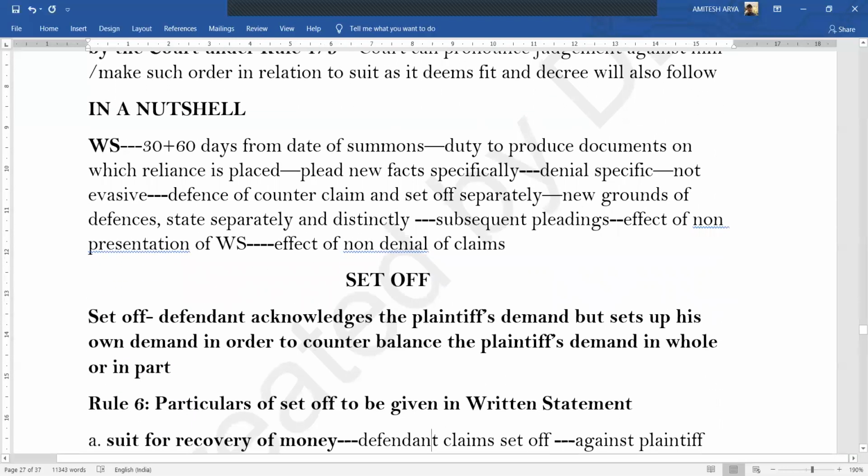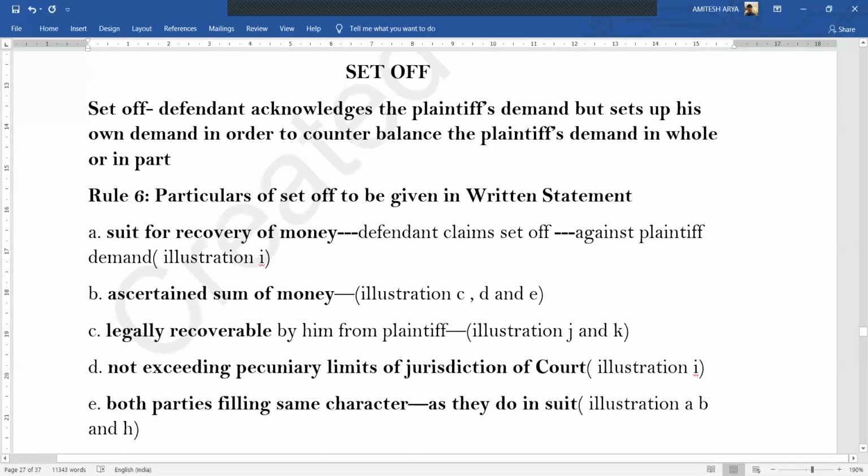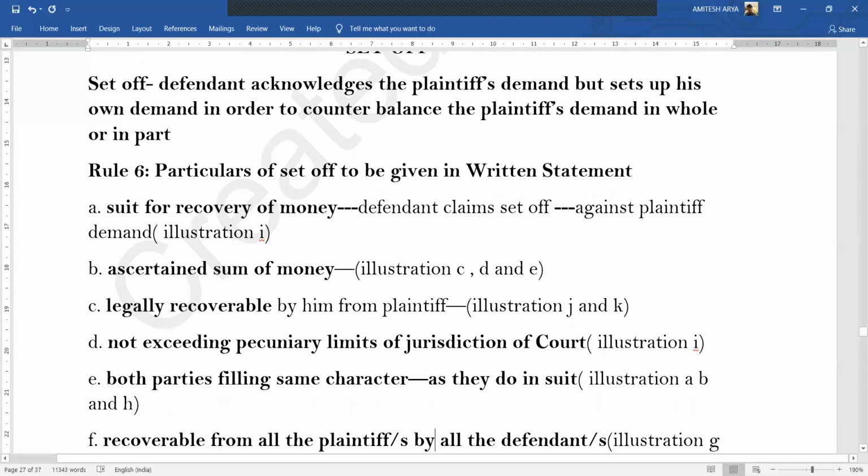Now we are coming to the new topic, that is set off. Now, what is set off? First thing here in set off is that the defendant is first acknowledging that, okay, this is your particular demand. I acknowledge that you're having the demand from me, but I also have another demand from you. So I'm trying to counterbalance the plaintiff's demand in whole or in part. So rule number 6 is a relevant rule here, which tells us what are the particulars of set off that have to be given in a written statement.